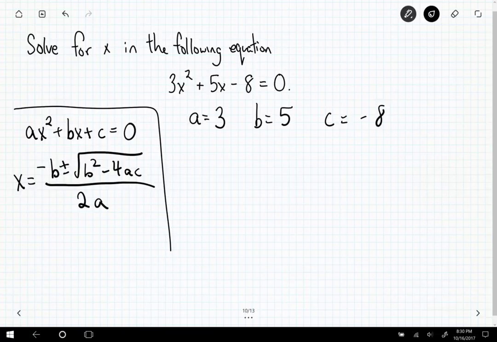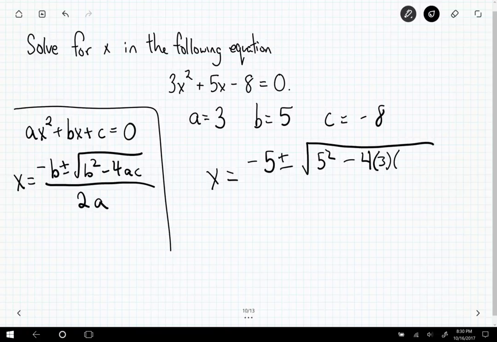So when we actually work through this one, what's happening? Well, you get x equals, it goes negative b, so that'd be negative 5 plus or minus, and we'll talk about that plus or minus in a second here, 5 squared minus 4 times a times c, so 4 times 3 times c, which is negative 8. And then all of that is 2a. So 2 times 3. Okay. So what does this become?